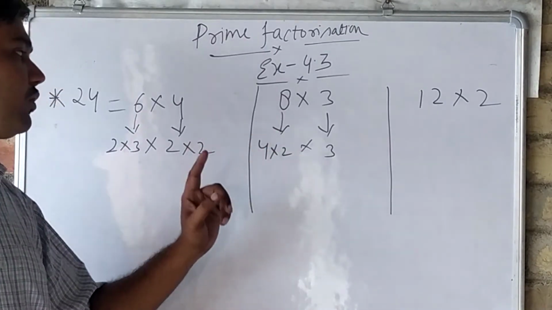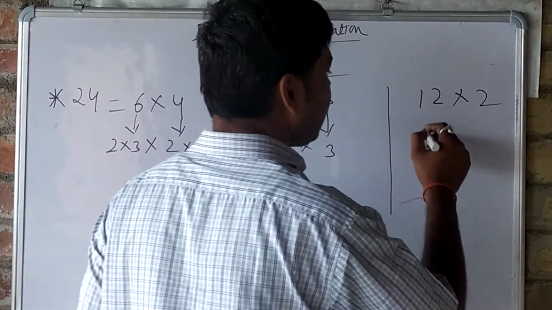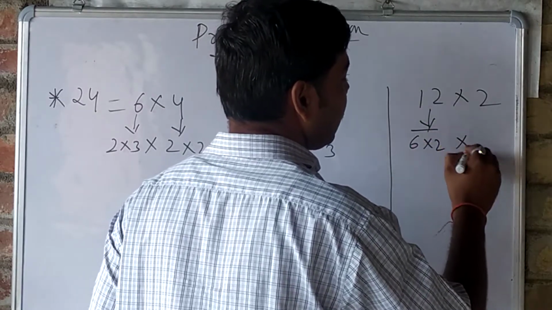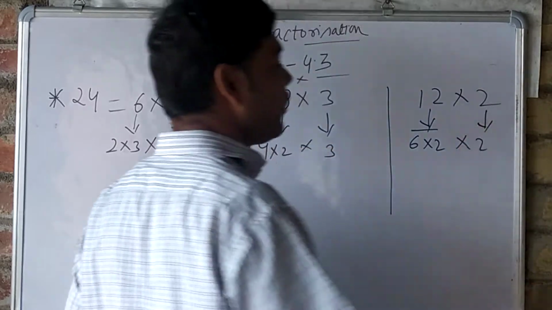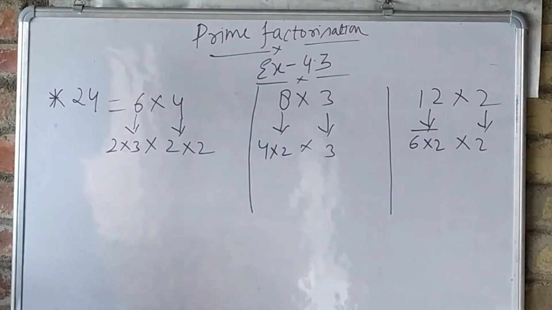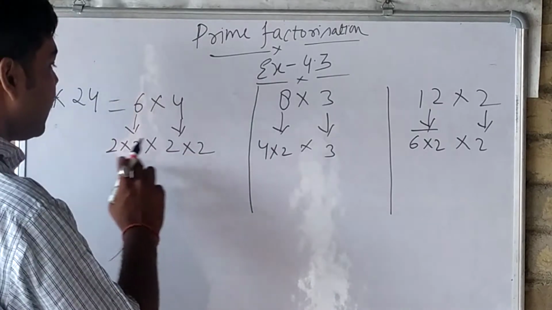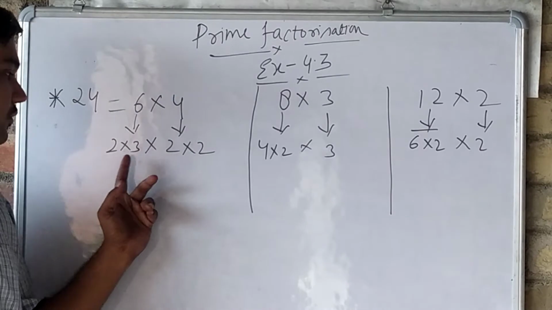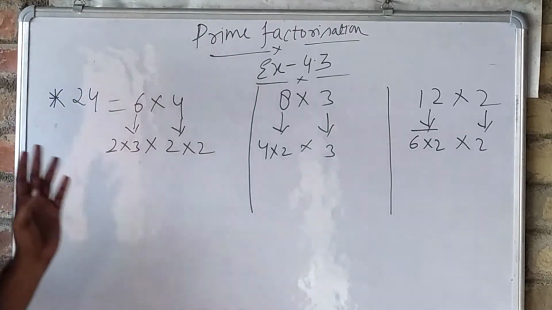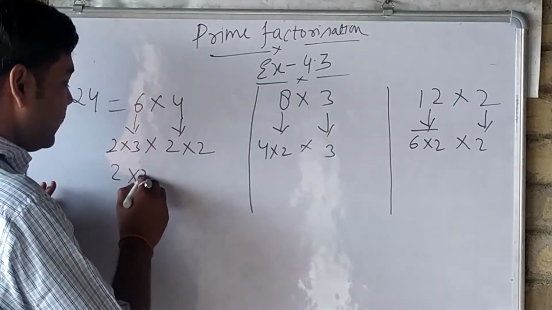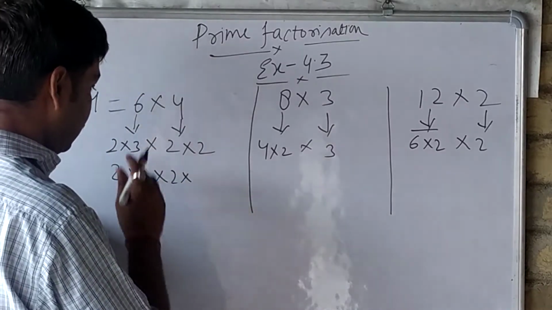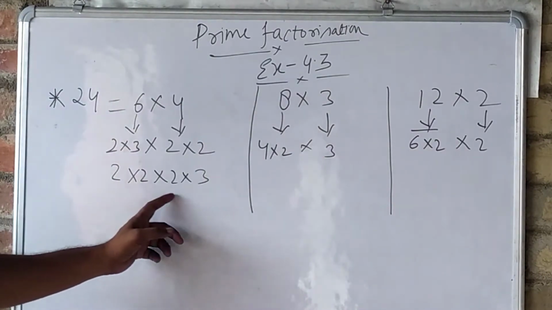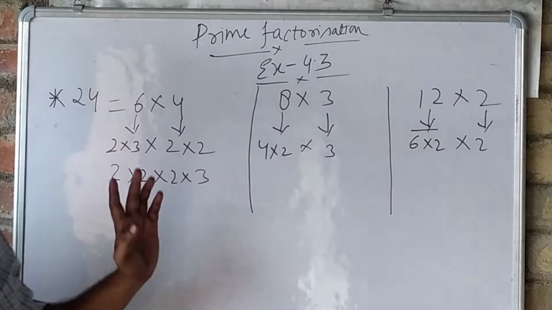But 8 will be broken into 4 into 2. Now 12: 6 into 2 will give us 12, and 2 will remain the same. Why? Because it is already a prime number. Now we are seeing that we have values in prime numbers. 2 and 3 both are prime numbers, so we can arrange it as 2 into 2 into 2 into 3.